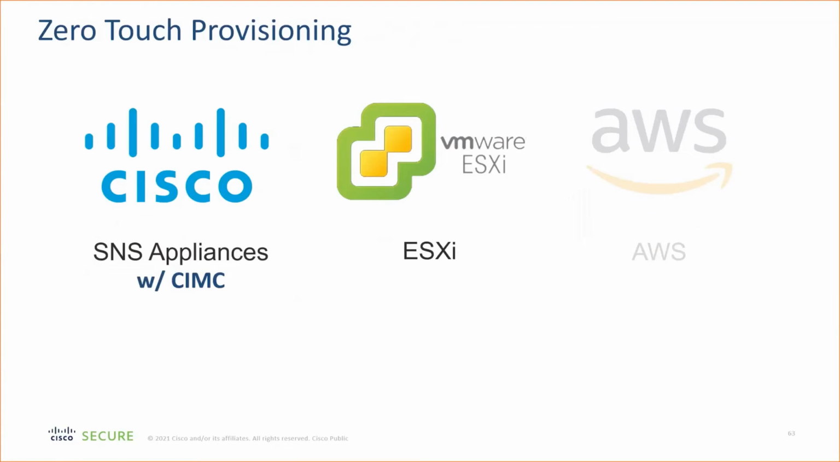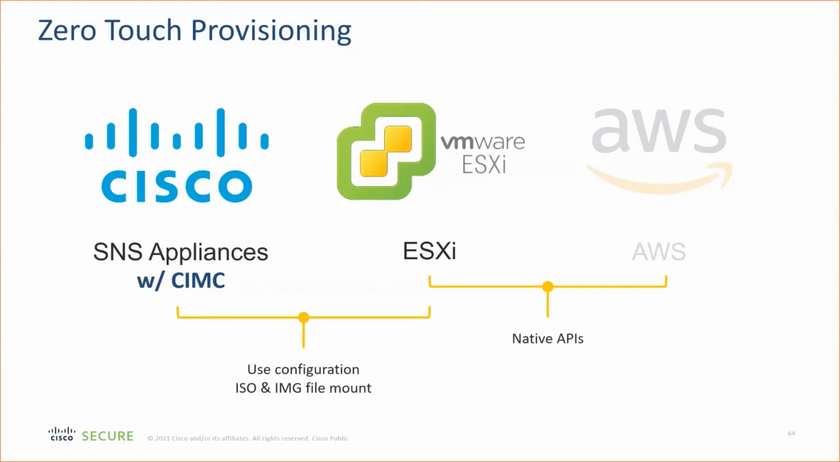The most common use for ZTP will be using the ISO and image file mount process, as it is supported on many more platforms. VMware and AWS have native APIs that we can leverage for ZTP, and we'll explore the vCenter configuration for those native APIs. But first, we will take a look at the ISO and image file mount option.